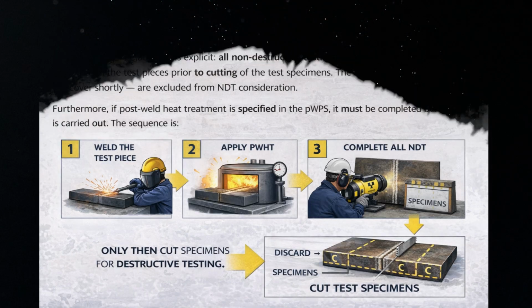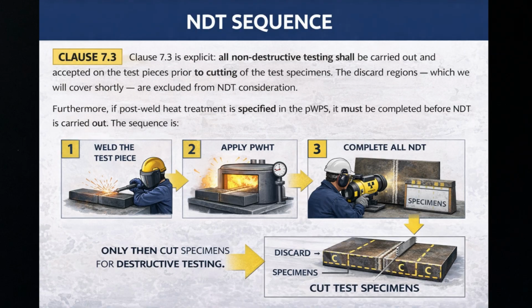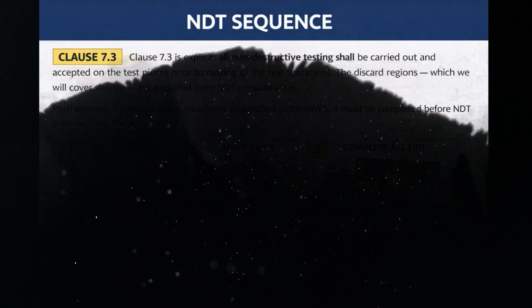The NDT sequencing rule. Clause 7.3 is explicit. All non-destructive testing shall be carried out and accepted on the test pieces prior to cutting of the test specimens. The discard regions, which we will cover shortly, are excluded from NDT consideration. Furthermore, if post-weld heat treatment is specified in the PWPS, it must be completed before NDT is carried out. The sequence is: weld the test piece, then apply any specified PWHT, then do the NDT, and only after the NDT is complete and accepted do you cut specimens for destructive testing.